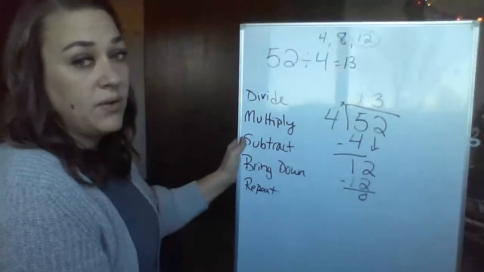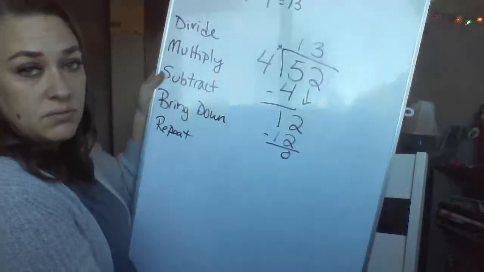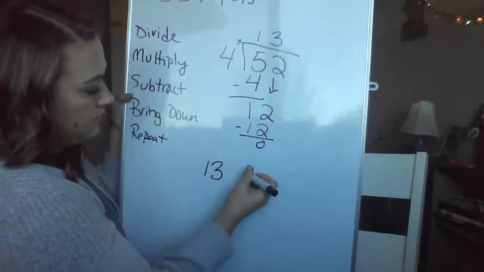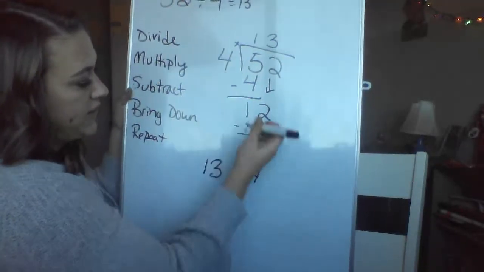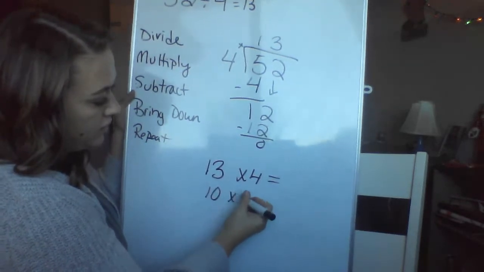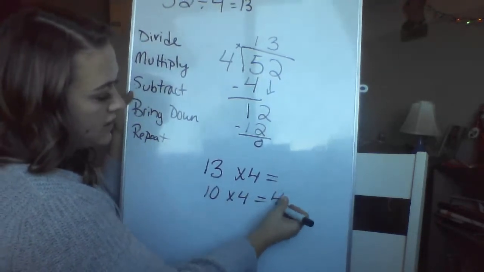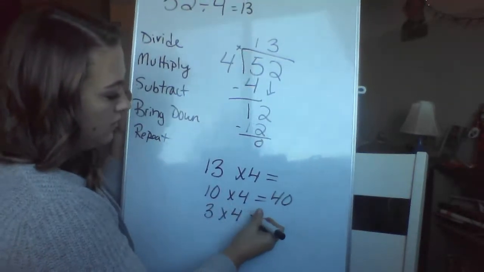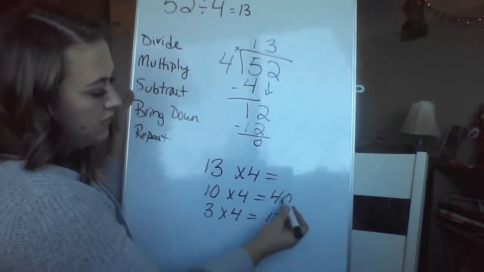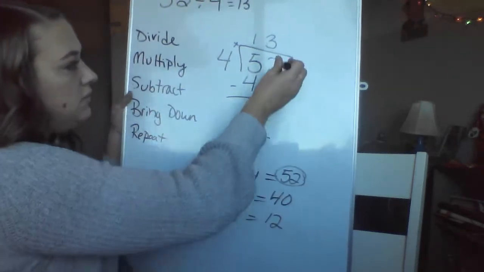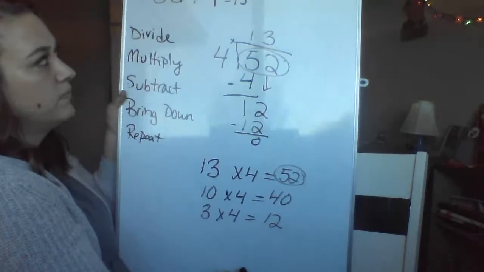We can double check that with our multiplication, right? Then take my quotient times my divisor. So I'm going to have 10 times 4, which is 40. 3 times 4, which is 12. 40 plus 12 gives me 52. 52.